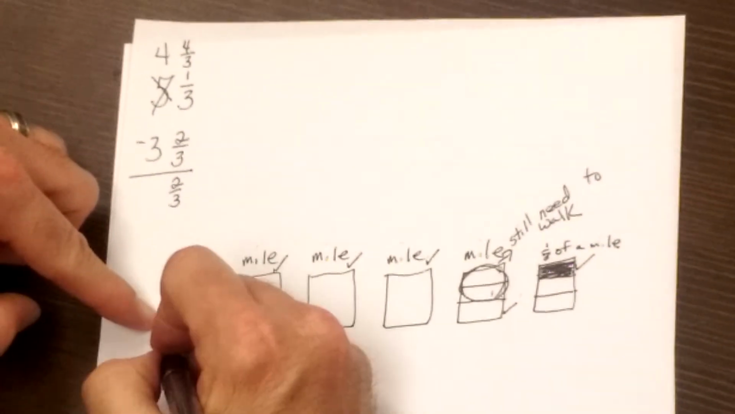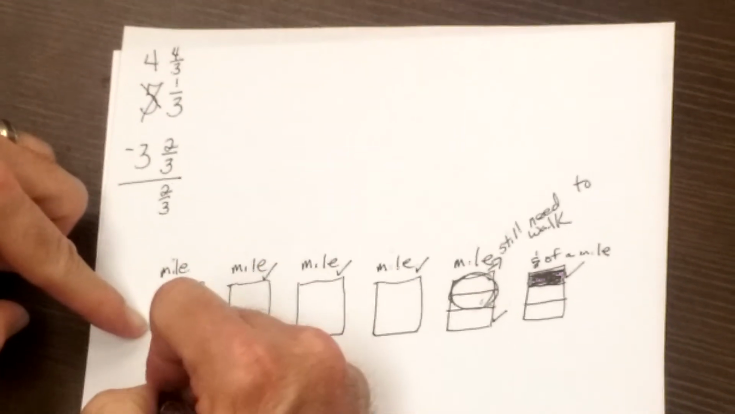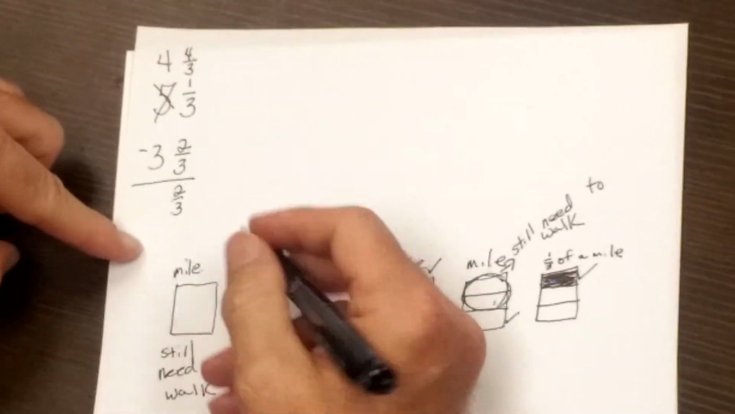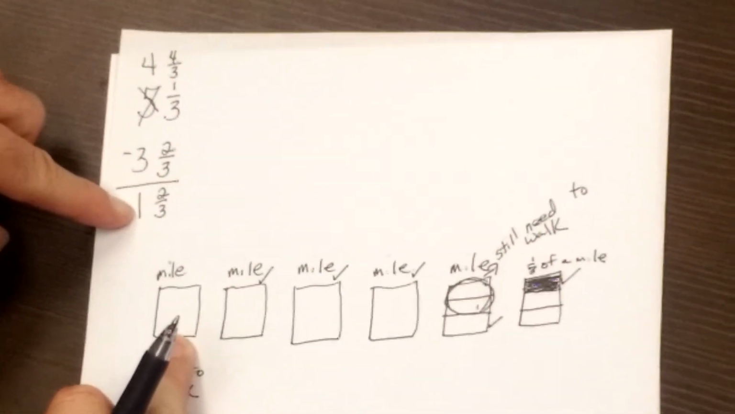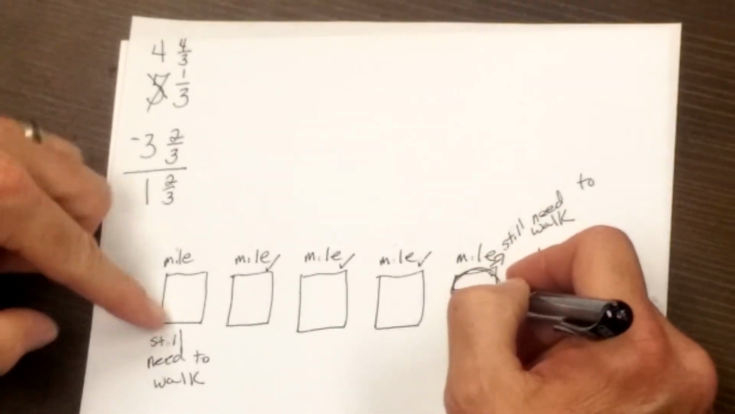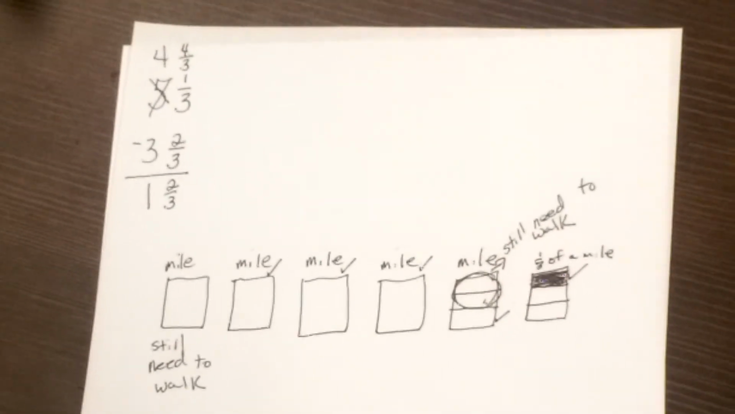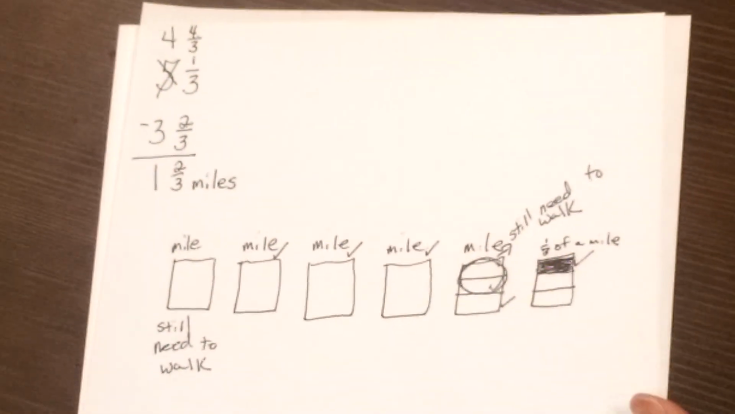And I still need to walk this mile. So here's my 1 mile right here. That 1 mile is represented by this mile here, plus the 2/3 right here that I still need to walk. So after lunch, I still need to walk 1 and 2/3 miles.